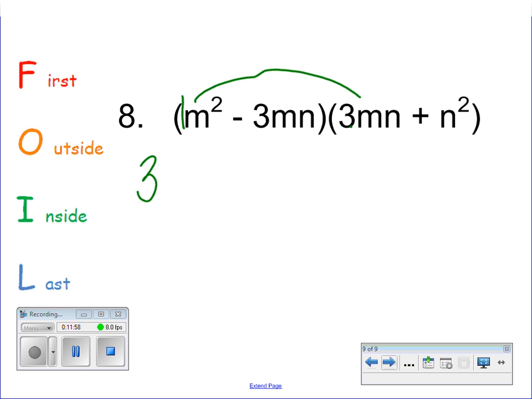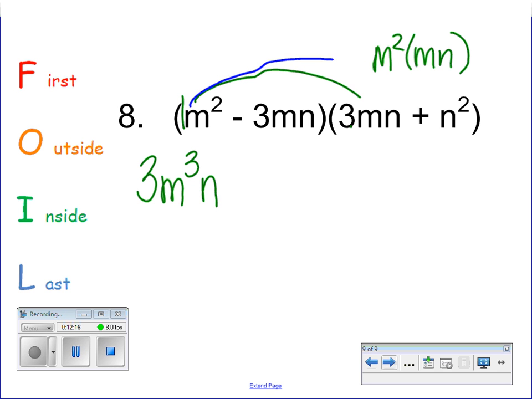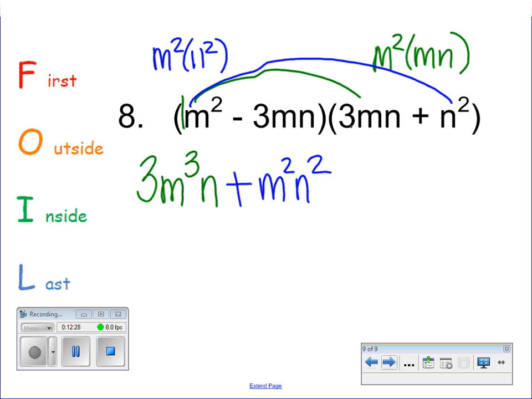Okay, then I have an m squared times an mn. m squared times mn. If you multiply those, how many m's would we have? 3, and only 1 n. So that's what we get when we multiply our first terms together. Now I need to do the outside. I have m squared times n squared. That just gives me m squared n squared.